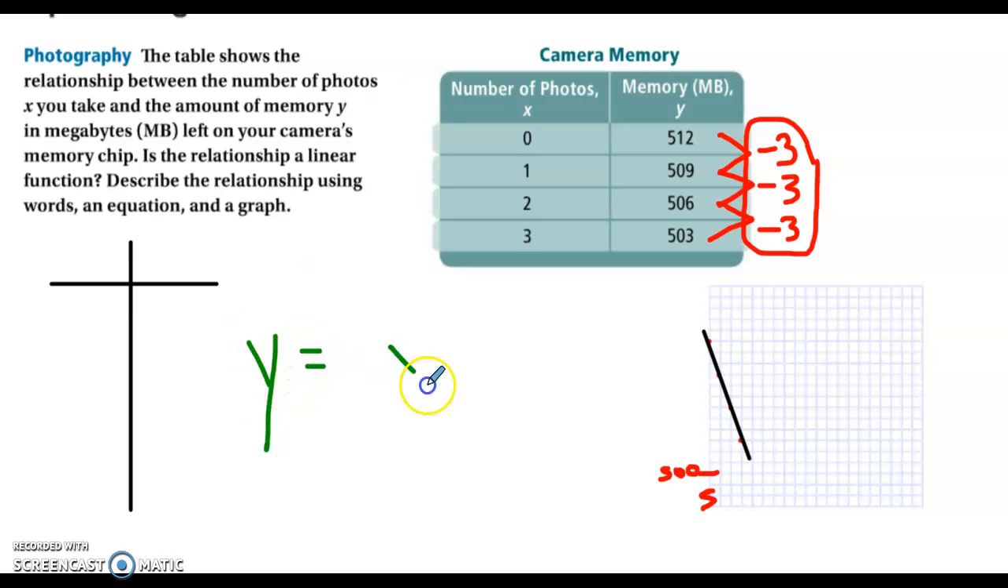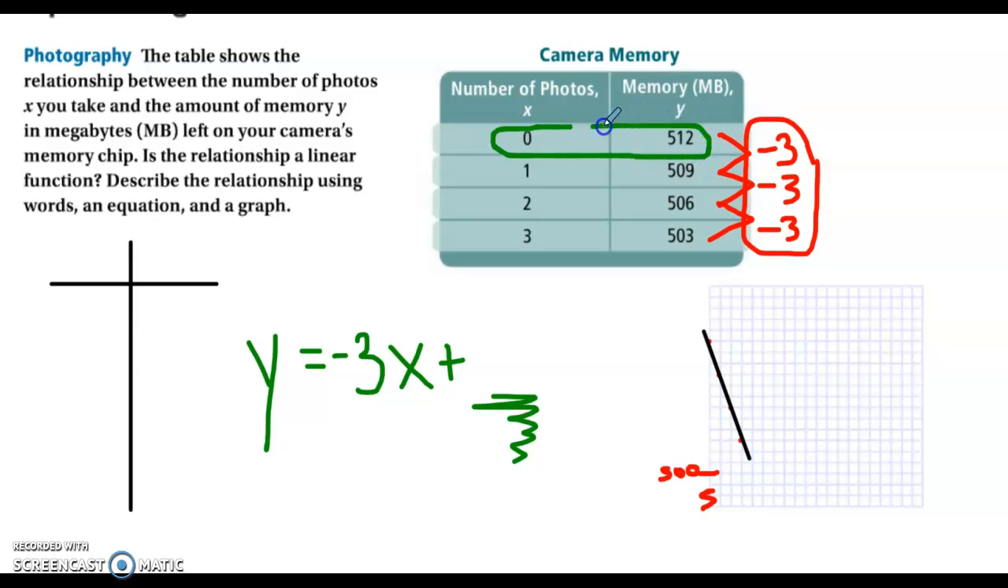I know it's y equals mx plus b. So what I'm always adding each time is -3. So it's -3x plus, I have to figure out what the constant is this time, right? It's not as easy to tell, so you just have to do a different approach. Your constant is what you have at the beginning before you start. Well, before you start, you're at 0. So when I'm at 0, I have 512. So my constant here is 512.